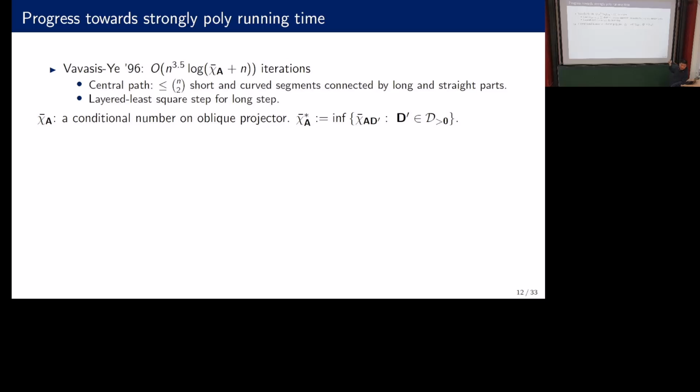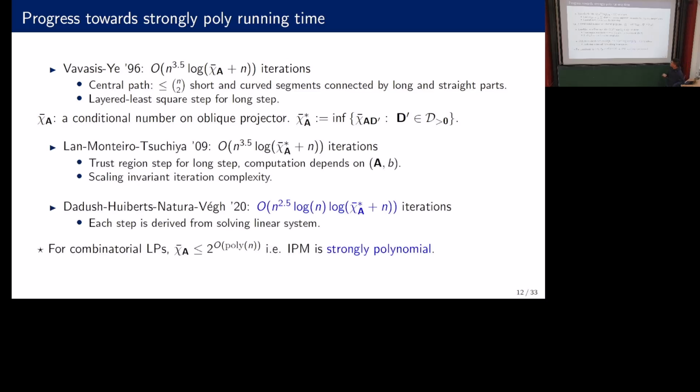And it also has a very close relation to this circular imbalance measure that we have seen in Bento's talk. And let me denote this chi bar A star to be the optimized version of this condition number by the basically right-hand side diagonal scaling of A. So later, Lee, Tunçel, and Tsuchiya improved this running time to basically the same polynomial term with log chi bar A star. And then that basically shows that they have a scaling invariant iteration complexity by diagonal scaling of A. And they used something called the trust region step or long step to traverse over the long and straight paths of the central path.